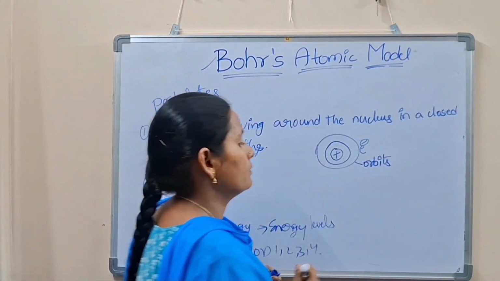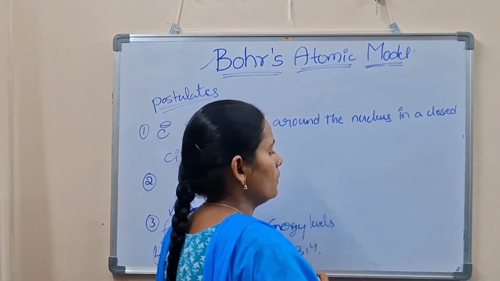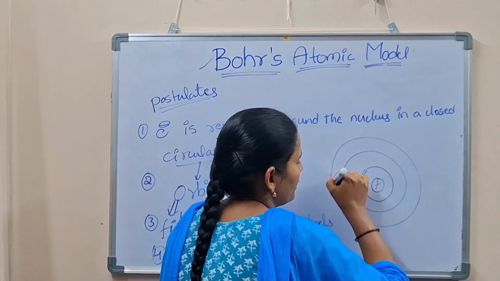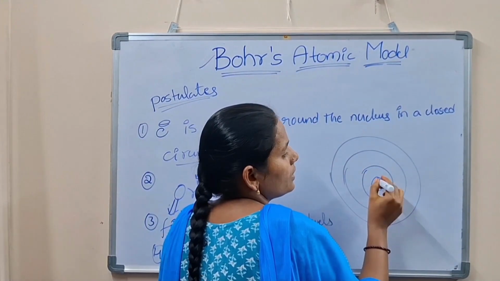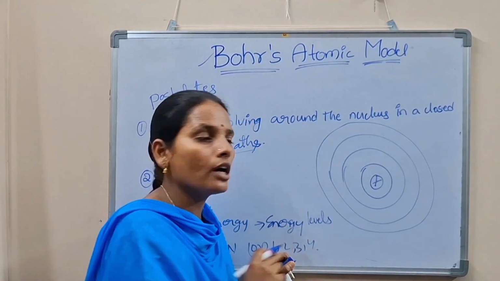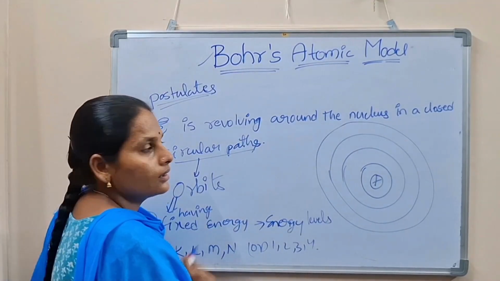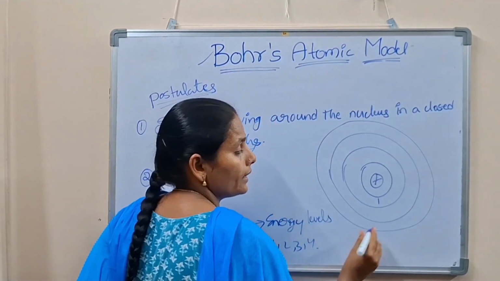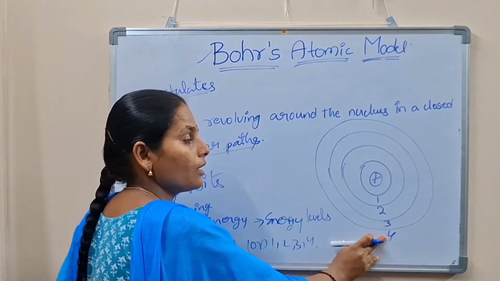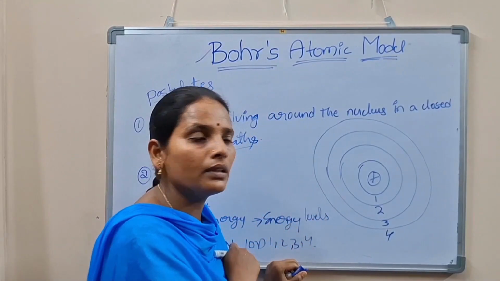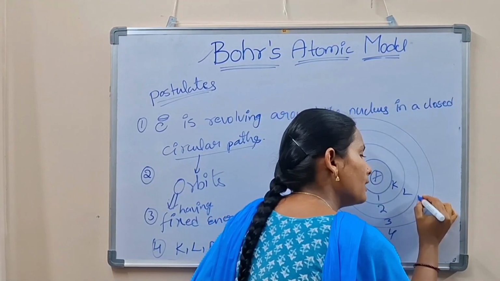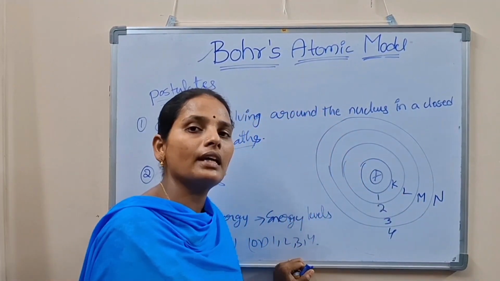Let's see the fourth point. This is the nucleus of the atom. These are the closed circular paths, nothing but the orbits. This is the first orbit, second orbit, third orbit and fourth orbit. The first orbit he named K, the second orbit L, the third orbit M, and the fourth orbit N.